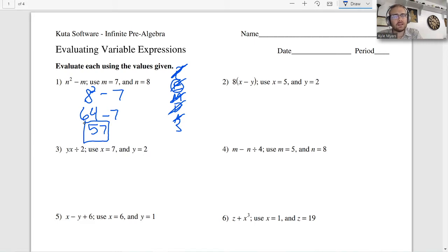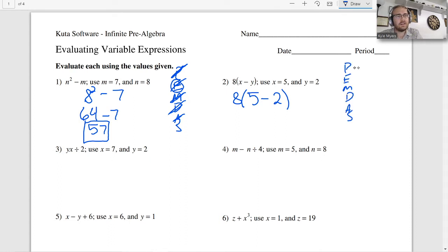So next one here, do the same thing. So it's 8 parentheses, and then instead of x, I put the number that it's equal to. So it's equal to 5. Still put a minus, and then y is equal to 2, so I'm going to put a 2 here. Now, I can distribute, but why not just do PEMDAS?